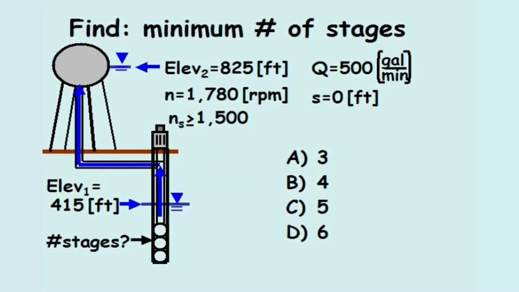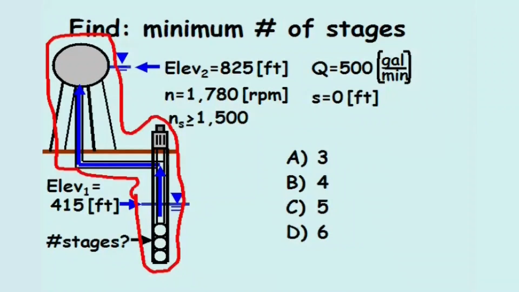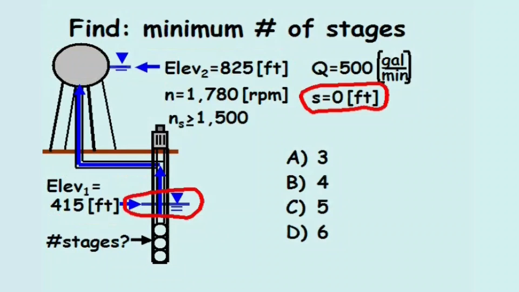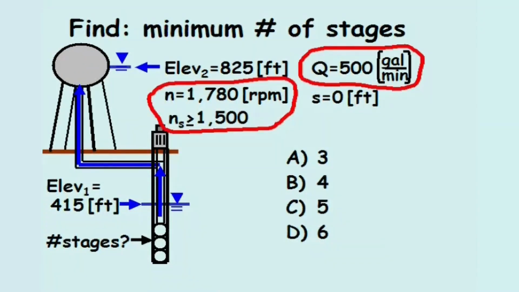Find the minimum number of stages for the pump. In this problem, groundwater is pumped from an aquifer into an elevated storage tank. The elevation of the groundwater table and the elevation of the water surface in the tank are provided. There is no drawdown in the groundwater table resulting from the pumping. The flow rate, actual motor speed, and minimum specific speed are also provided.